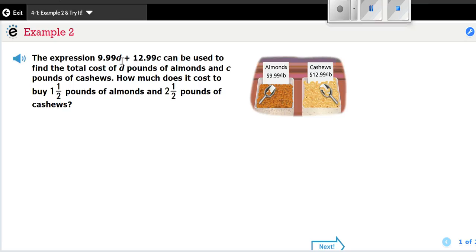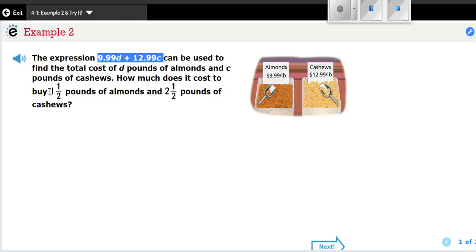And so we see this idea, the expression $9.99 times D, which stands for the cost of a random number of pounds of almonds, and 12.99C can be used to find the total cost of that. Right, so we have this equation given to us, and in our first equation, it was asking you to write the equation, kind of figure it out, and then plug things in. Here they're just giving you the equation, saying, okay, here's the equation, right? And now let's see, can you plug the numbers in and solve for this correctly, right?